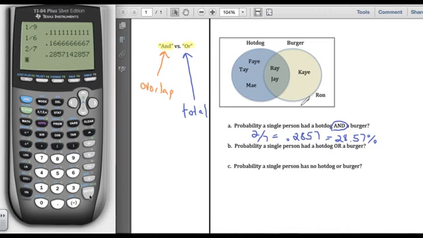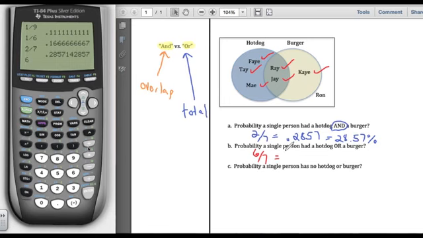B asks, what is the probability a single person had a hot dog or a hamburger? So I want to know how many people had hot dogs or hamburgers. Well, Faye would be counted because she had a hot dog, so would Tay and May. Kay would be counted because she had a burger. And Ray and Jay are also counted because they had a hot dog as well as a burger. So they would be counted in both groups. "Or" is the total of everything. The only person who didn't have a hamburger or a hot dog would be Ron. So this would be 6 out of 7.